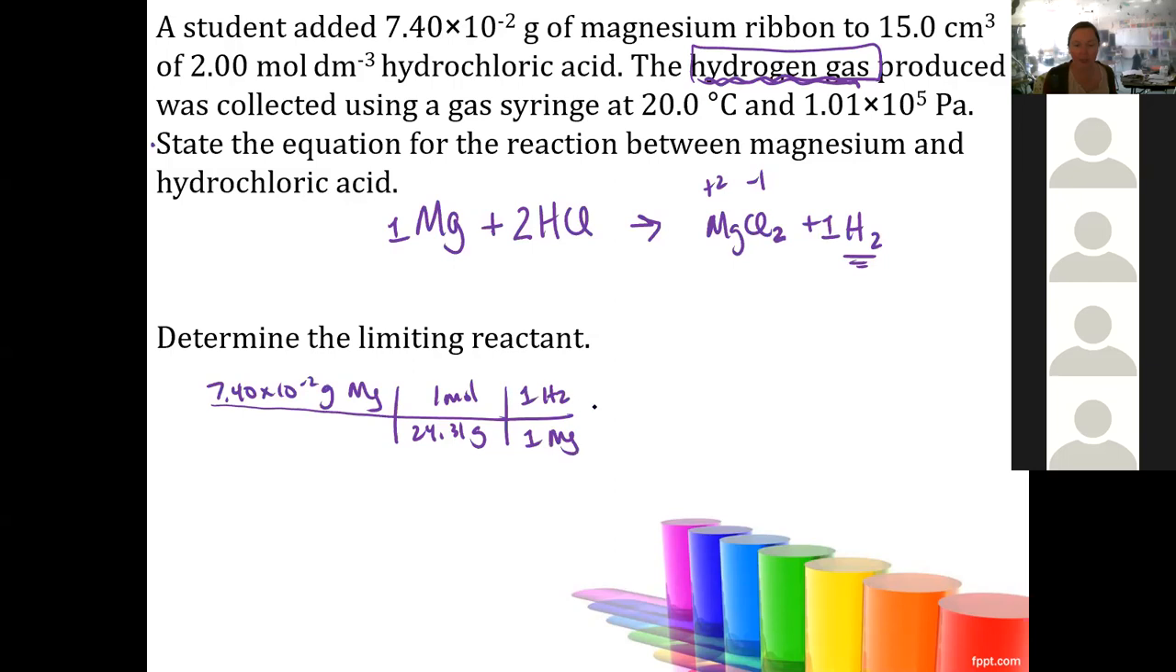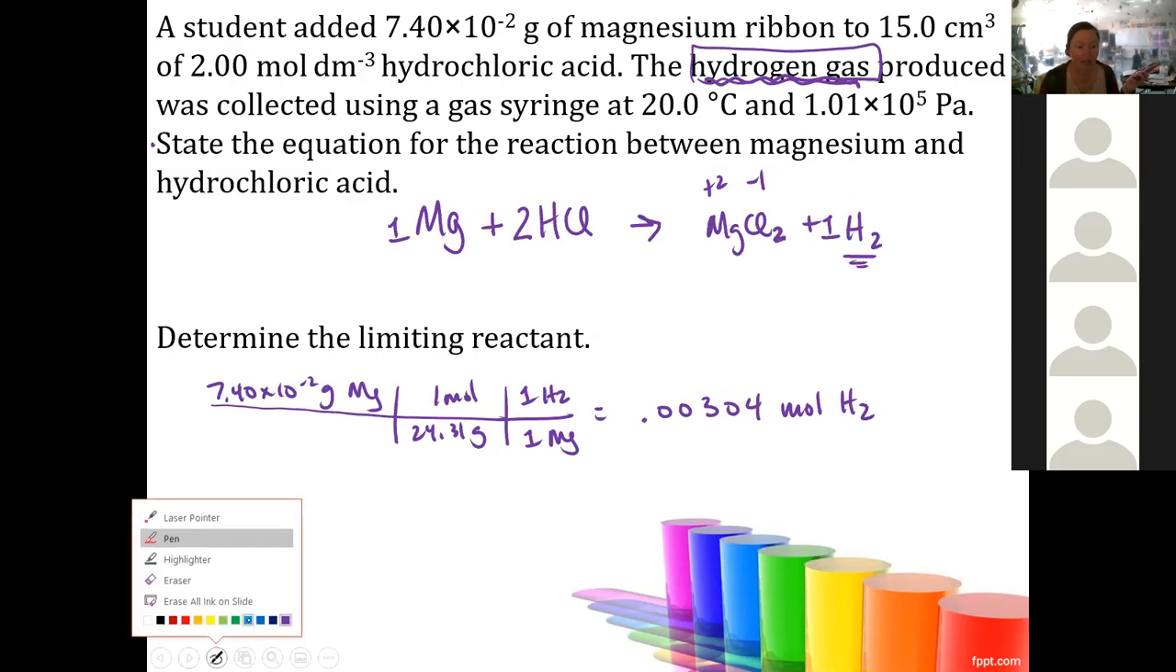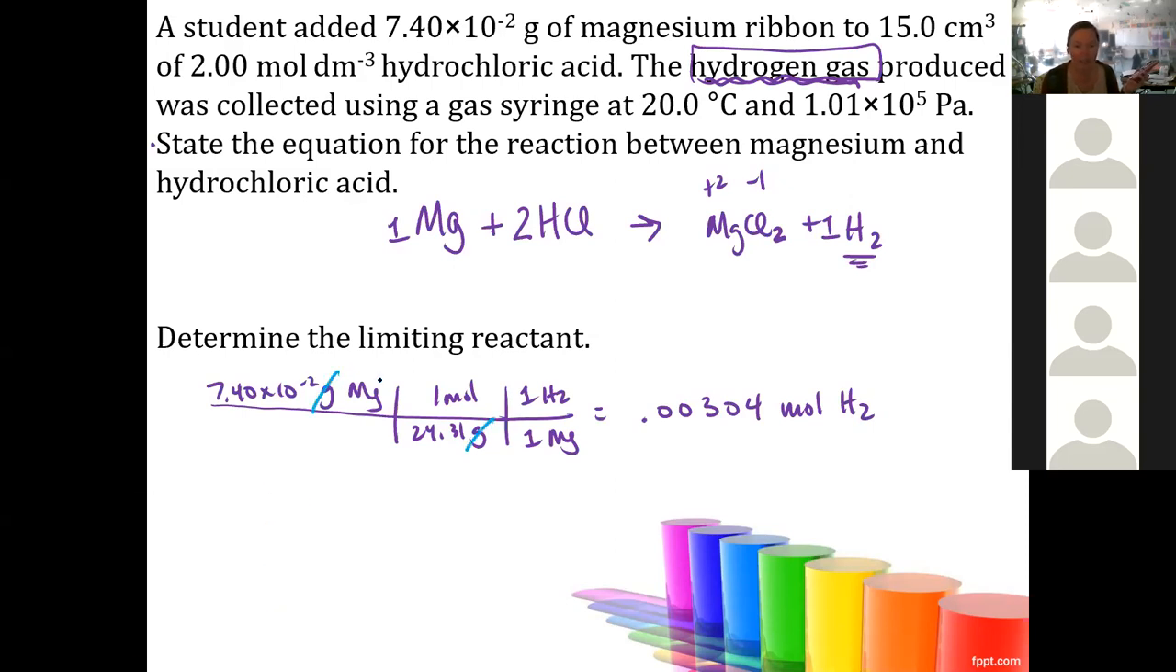Good. So then my calculator, 7.4 times 10 to the minus 2 times 1 times 1 divided by 24.31 and also divided by 1.00304 moles of hydrogen gas, because we canceled out grams and then we canceled out magnesium.